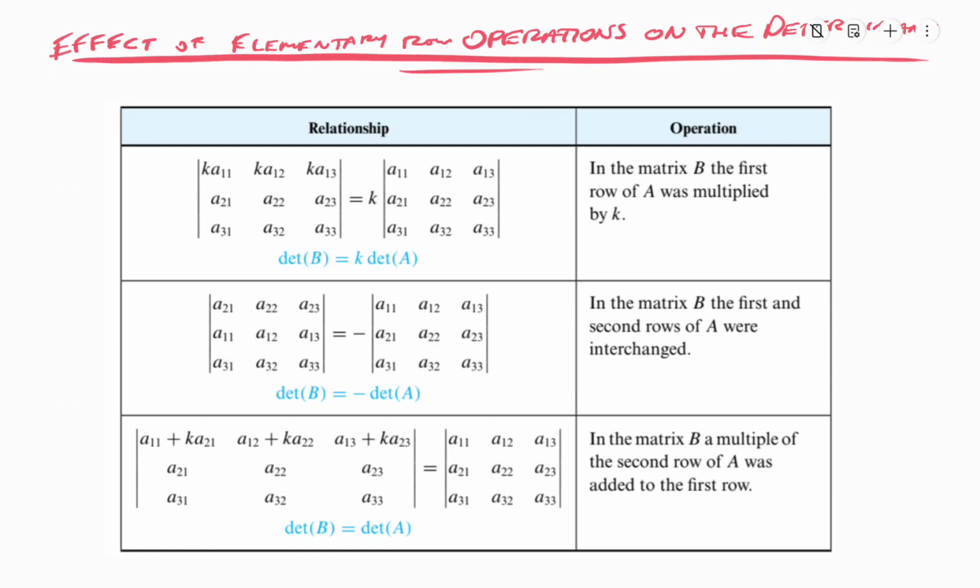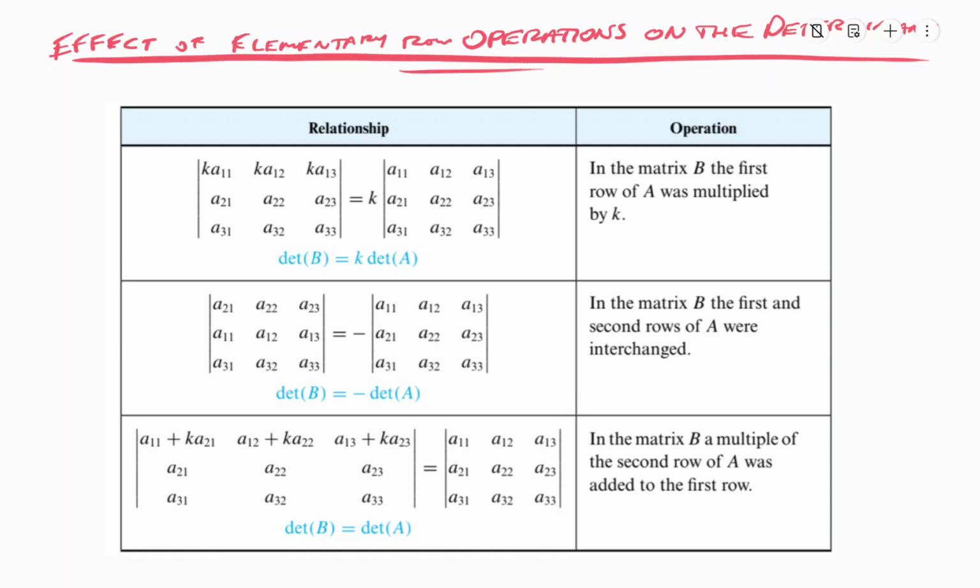All right, so what you see on the screen is a screen grab from the elementary linear algebra textbook. We're going to look through these three effects on the determinant when we perform elementary row operations on the matrix we were given. Okay, so let's look at the first case.